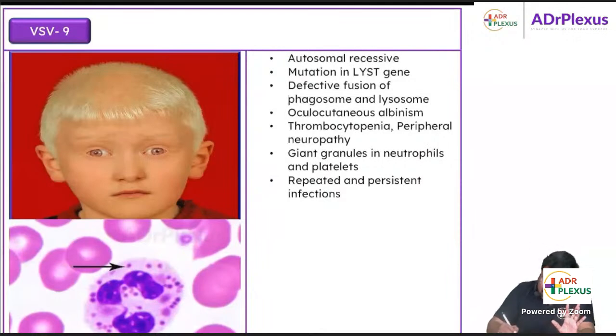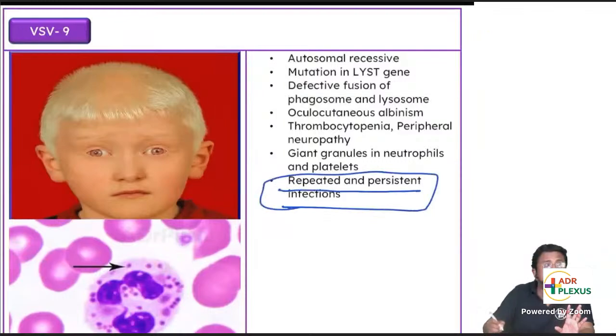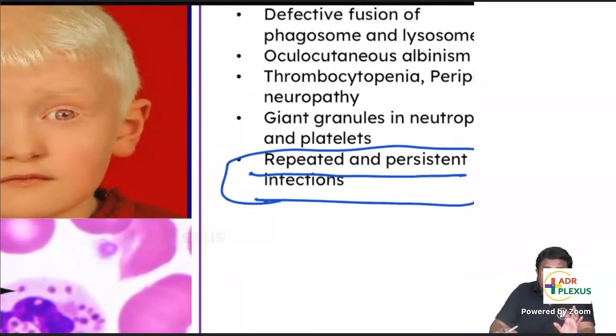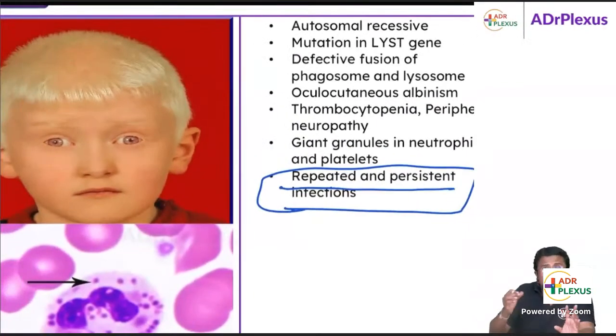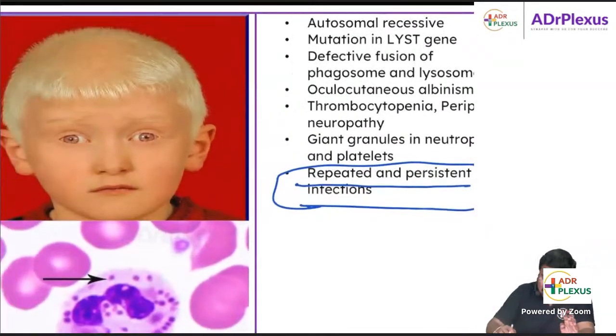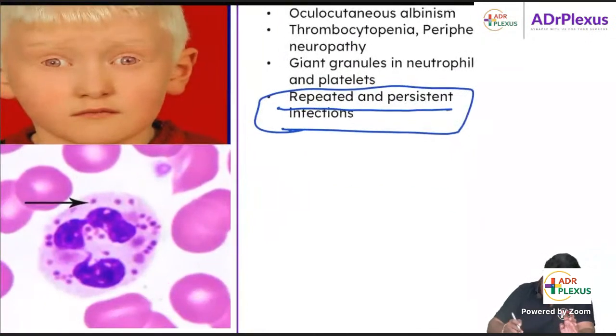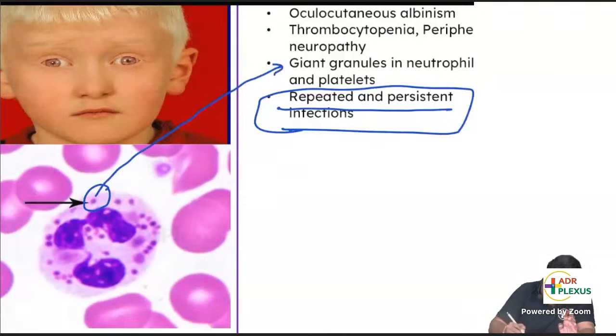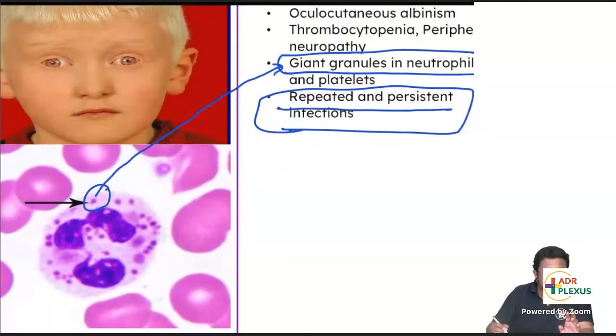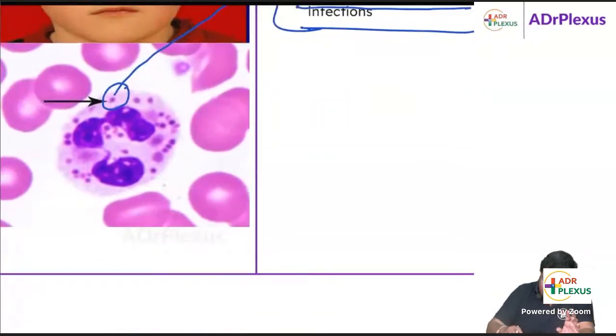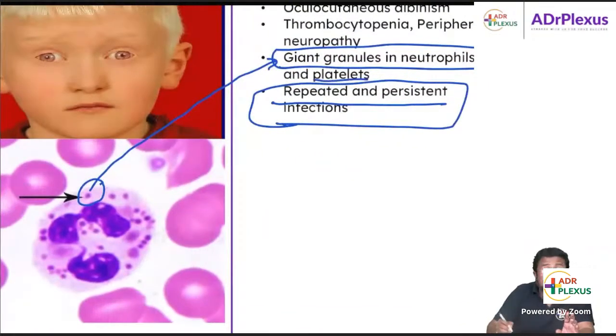Yes. So on seeing this picture, what are the things which are coming into your mind? A child presenting with repeated and persistent infections. And on the peripheral smear examination, the neutrophils will have giant granules. These are all the giant granules in the neutrophils. You can also see such giant granules in the platelets.